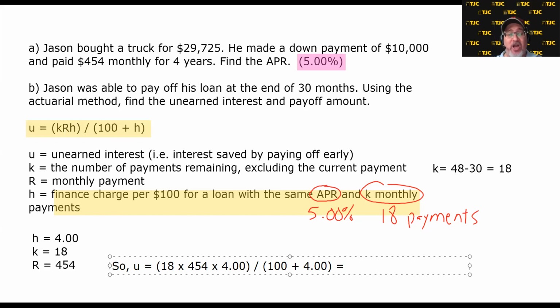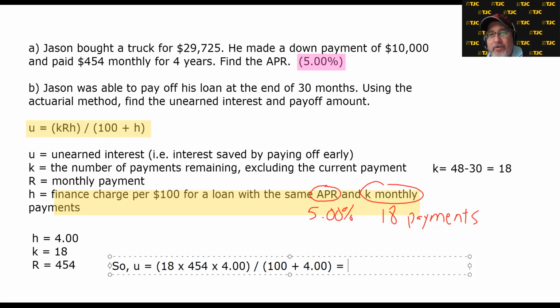Calculator time. Now this is a dollar amount. It's unearned interest. It's money we're not paying in interest by paying off early. So it makes sense to round it to 2 decimal places. I got $314.31. I'm going to do the problem again. 18 times 454 times 4 divided by 104. $314.